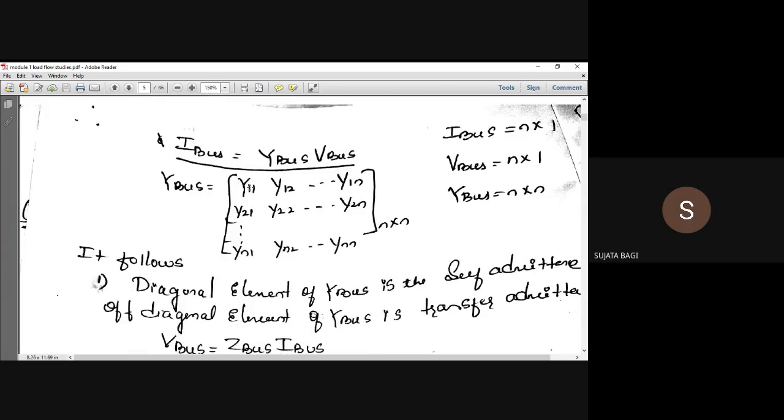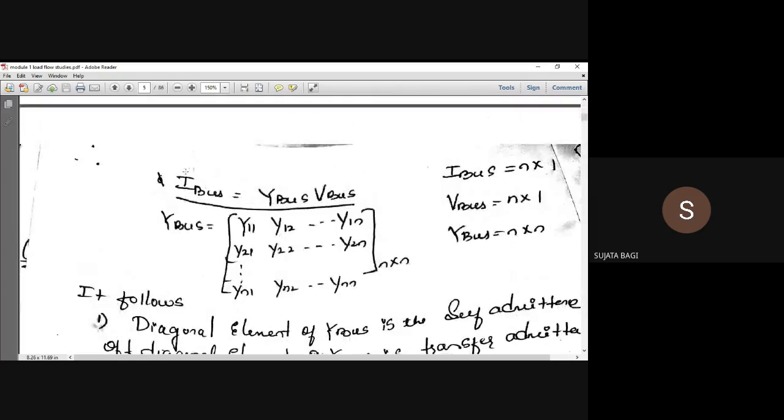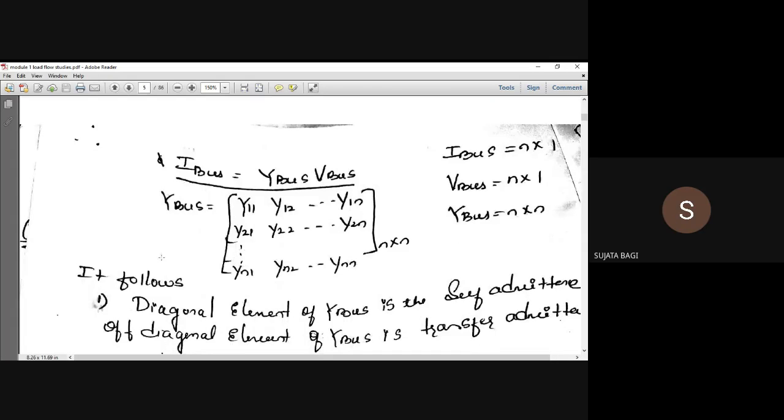Self admittance, what here? Y11, Y22, Y33 self. Mutual, Y12 is equal to Y21, or Y31 is equal to Y13, like that. That is mutual. Okay, and whatever matrix we are getting, I bus is n cross 1, V bus is also n into 1, and Y bus is n into n. I bus has n number of rows but only one column. This one, V bus, is also n number of rows, one column.